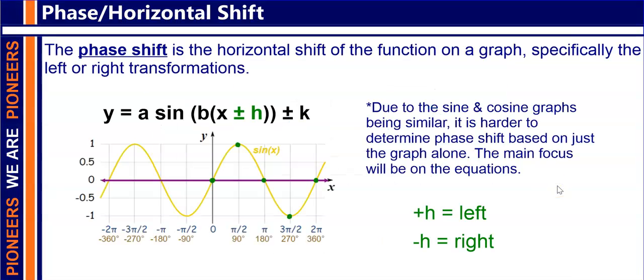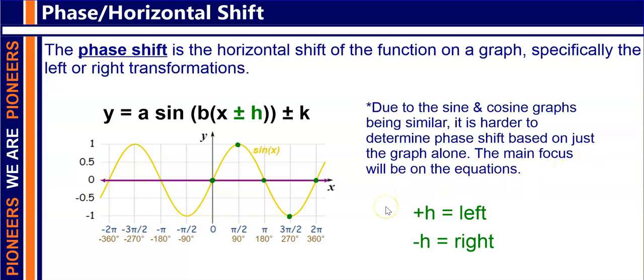Now the last thing we'll talk about is the phase shift, or the horizontal shift, which focuses primarily on the left or the right transformation. How does it move? Due to the sine and cosine graphs being very similar, it is going to be harder to determine which function you're dealing with just by being given the graph alone. So the main focus will be on the equations.